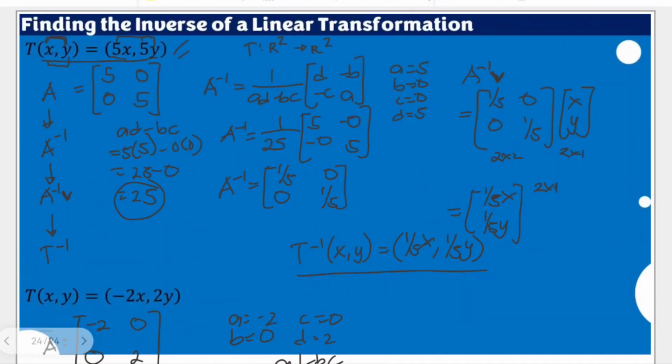So this is how we solve the inverse of a linear transformation with a 2 by 2, R2 to R2. Our next examples would be R3 to R3, so please bear with that because we will have to use a different method of solving the inverse, because this method is only possible for 2 by 2 matrices.